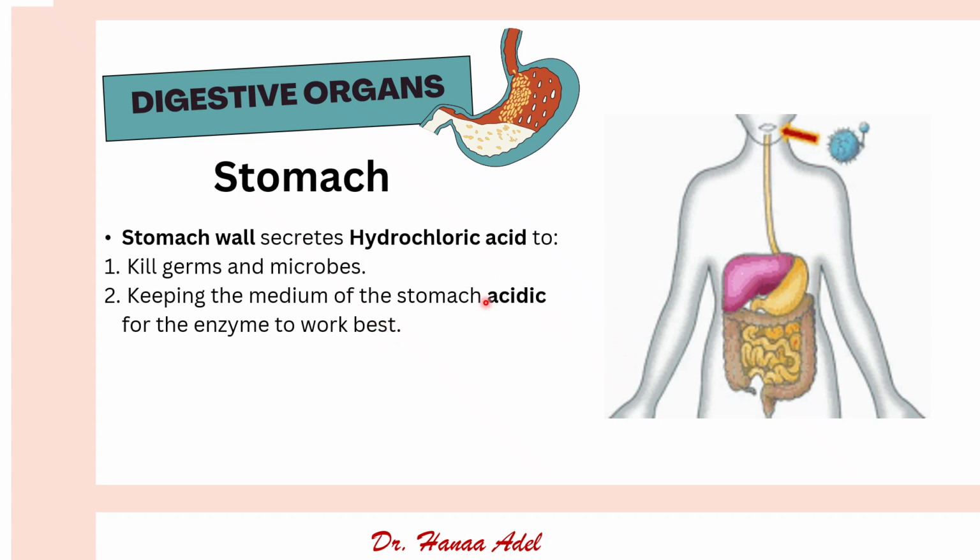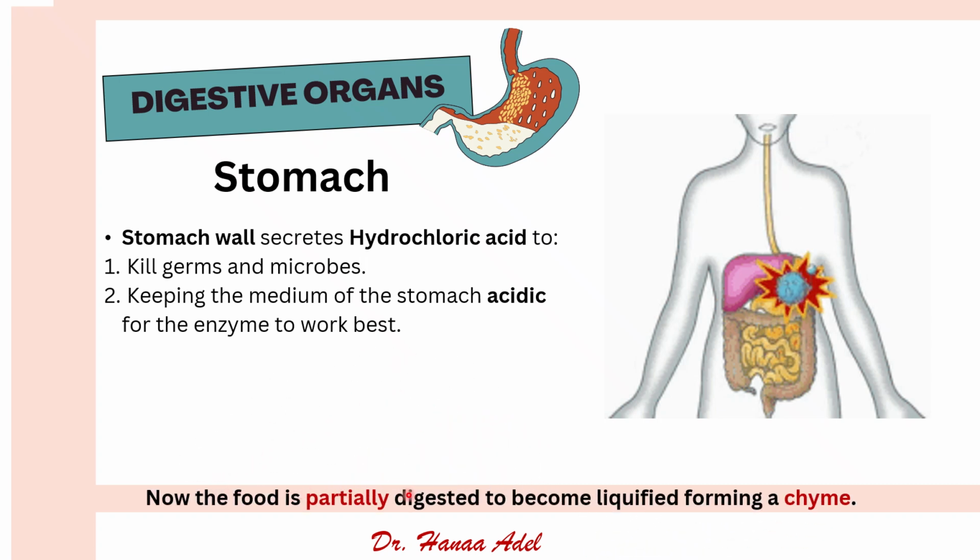So, the pepsin enzyme needs a specific pH or acidic medium to work to break down protein into polypeptide. So what happens if this medium changes? If the medium is not acidic, the enzyme is not able to work. So what is the importance of hydrochloric acid? It kills germs and microbes and keeps the medium of the stomach acidic for the enzyme to work best.